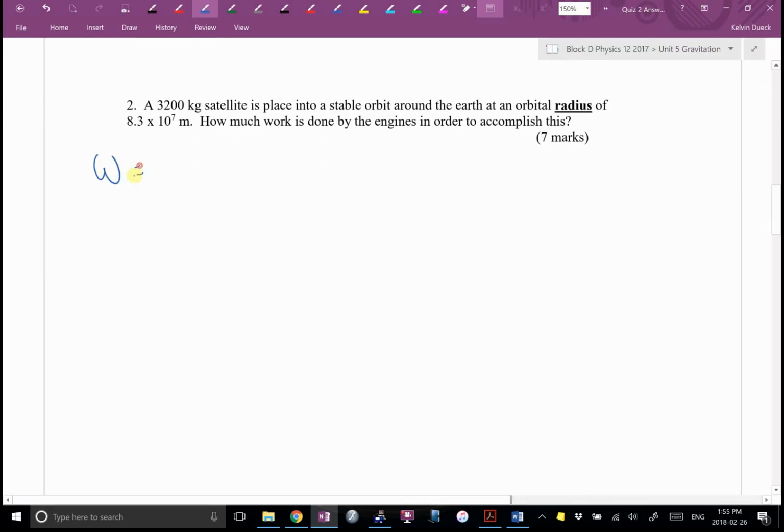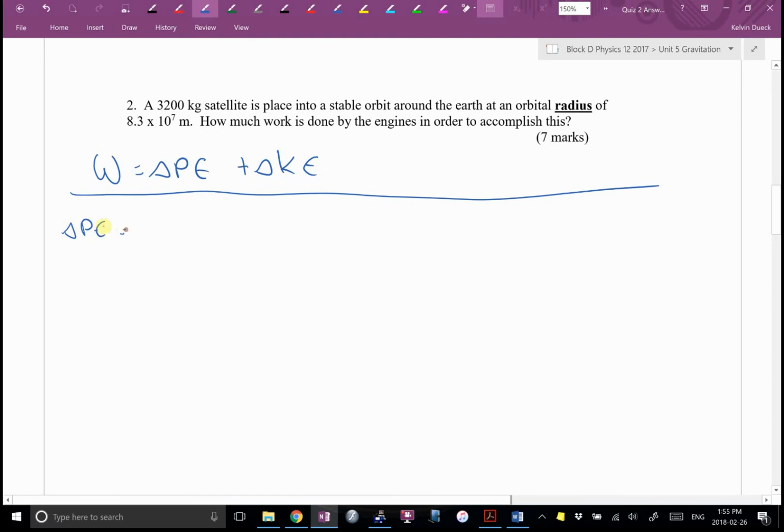Work is going to be the change in potential plus the change in kinetic. We're in orbit, so I don't cross out the change in kinetic. I'll start out finding the change in potential, which is going to be negative big G big M little m over R final minus negative big G big M little m over R initial.